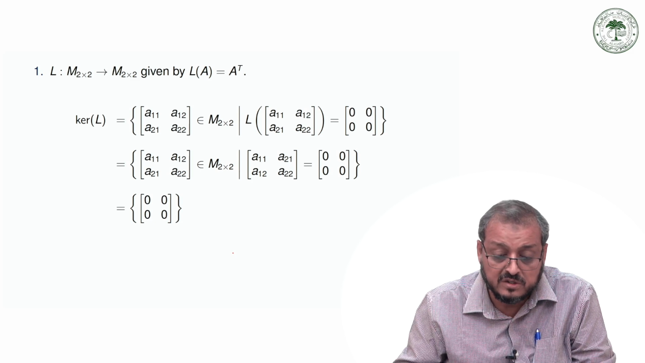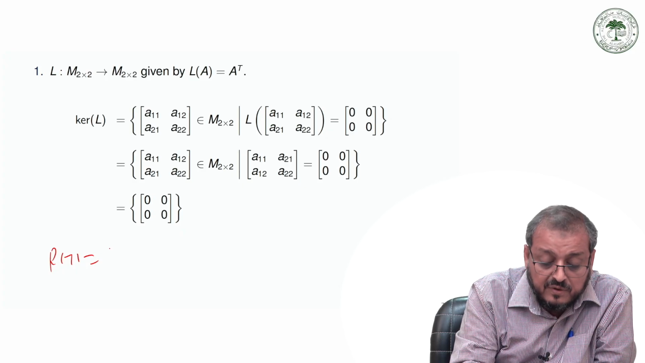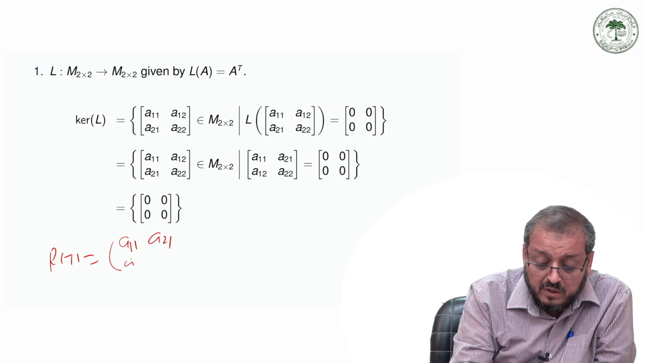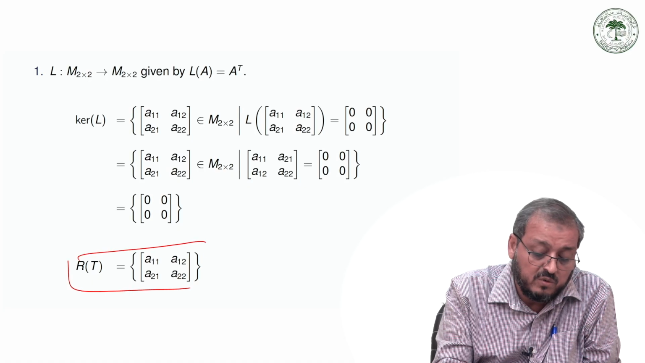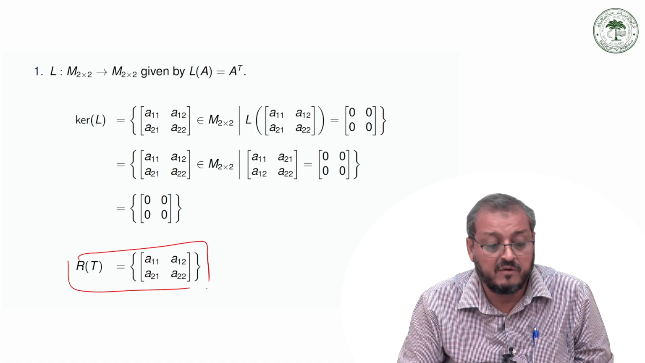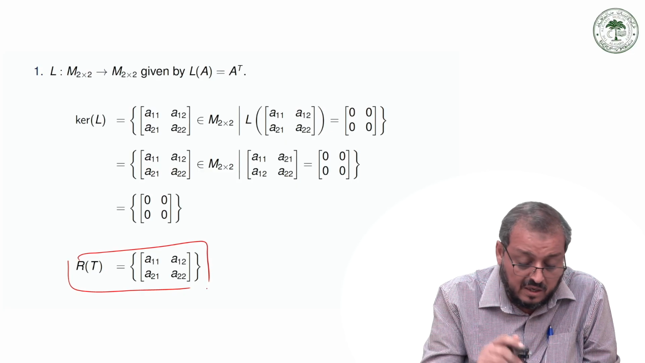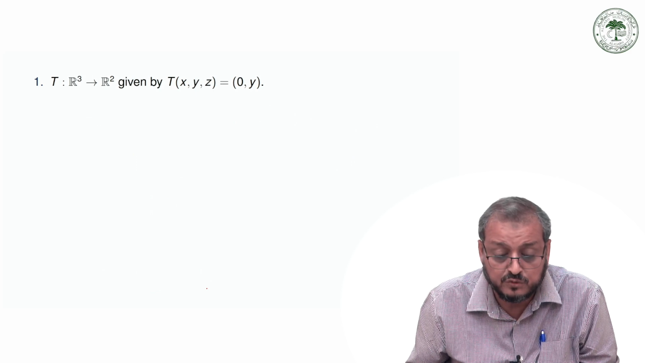Now the range of T. R(T) is nothing but the set of matrices of the form A11, A21, A12, A22. So we can say that R(T) is the set of matrices of this form, and clearly this is R(T) in this form.